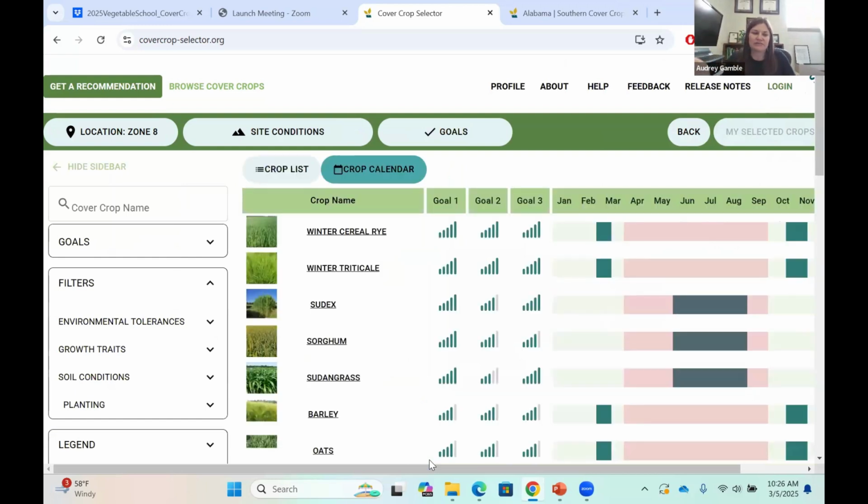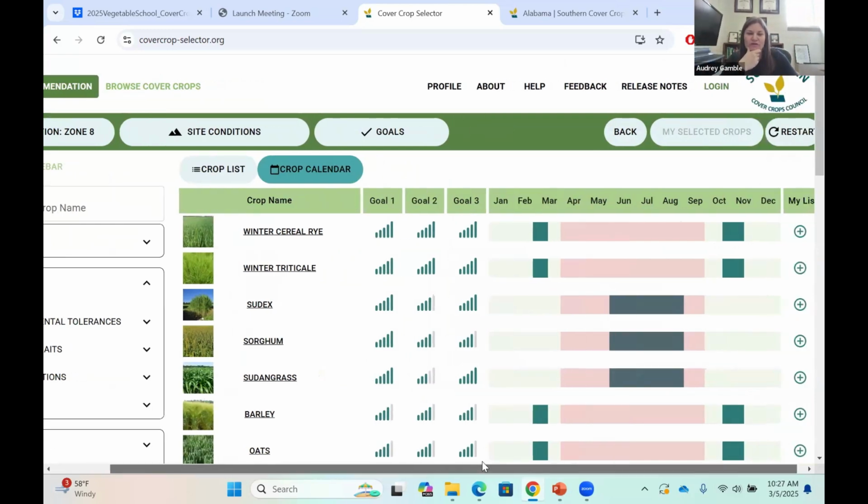Then this is going to give you a breakdown of cover crops that may be beneficial in your system. You have to look at a few different factors on this page in order to determine what might work for you. So first, we look at the cover crop name and how good they are at performing the different goals that we selected. This tool is saying that winter cereal rye is really good at increasing soil organic matter, producing a residue to suppress weeds, and increasing soil aggregation.